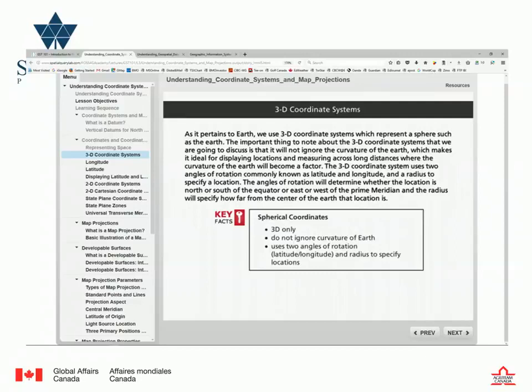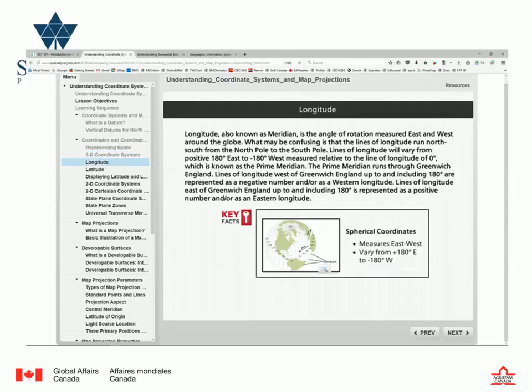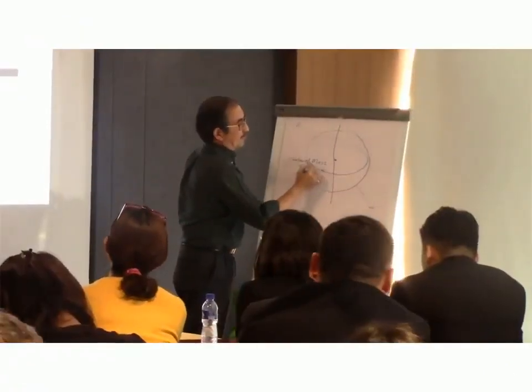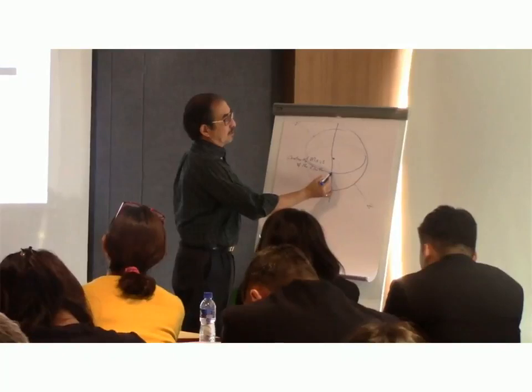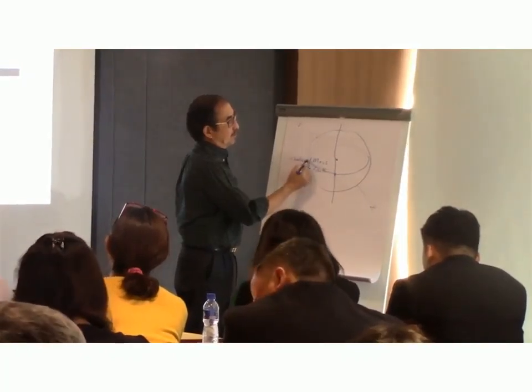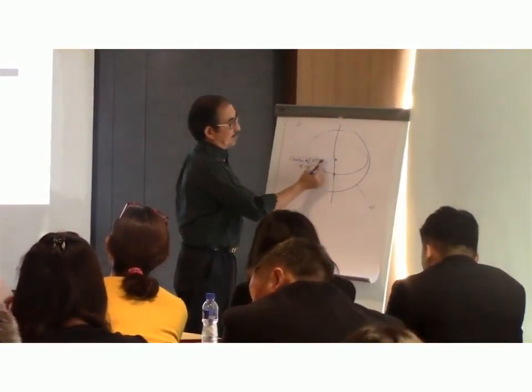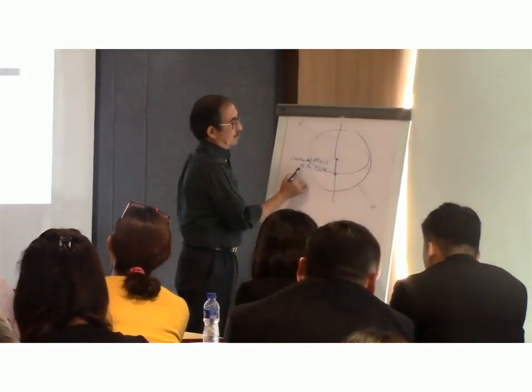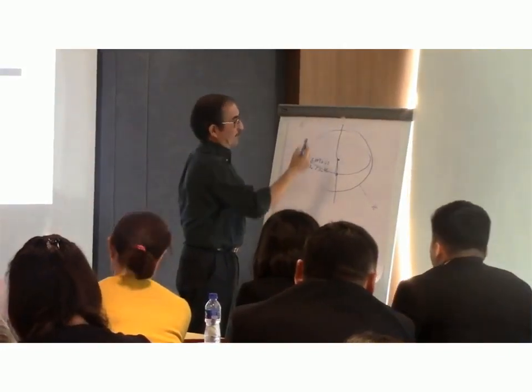Spherical coordinates are 3D only. They do not ignore the curvature of the Earth. They use two angles of rotation, latitude and longitude, and a radius to specify locations. Your measure east-west varies from 180 degrees east to 180 degrees west. So this is the curve, okay? Longitude goes 180 degrees, this arc. Sorry, 180 degrees all the way.